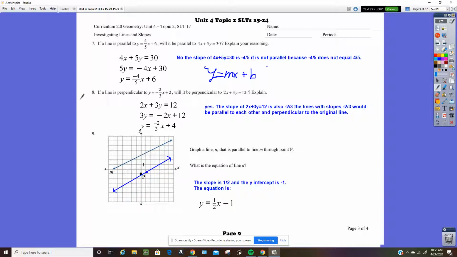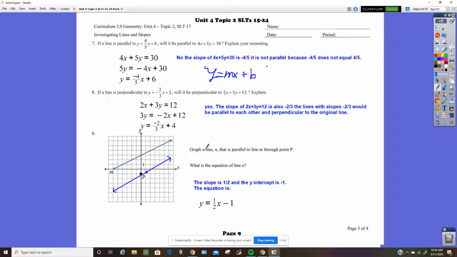Number 8: if a line is perpendicular to y equals negative 2/3 x minus 2, will it be perpendicular to 2x plus 3y equals 12? Well, once again, I solve for y. So first subtract 2x from both sides, and then divide by 3, and you have y equals negative 2/3 x plus 4. So the slope for both lines is negative 2/3, which means these two lines would be parallel to each other and perpendicular to the original line.